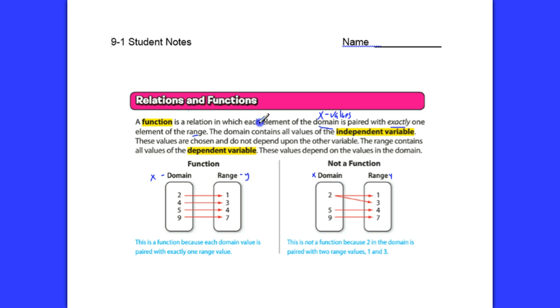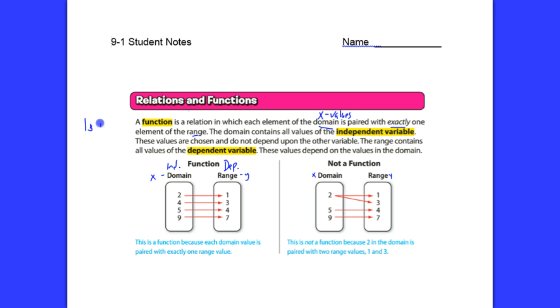Okay, the domain contains all the values of the independent variable. So domain is the independent variable. X is the independent variable. All right, these values are chosen and do not depend upon the other variable. And the range contains all the values of the dependent variable. So the range is dependent upon the value of the domain. These values depend on the values in the domain. So what all this is trying to tell you, one thing that you have to be able to do is identify whether or not something is a function.